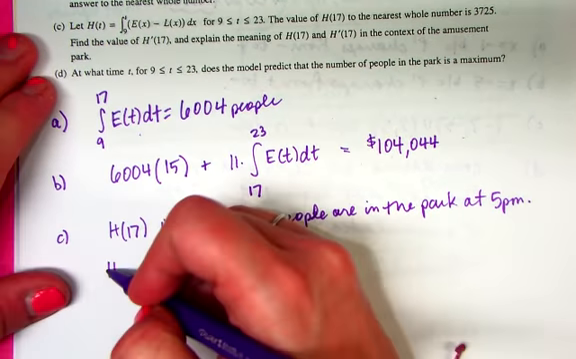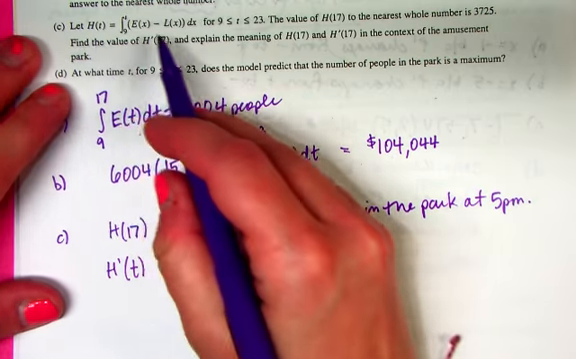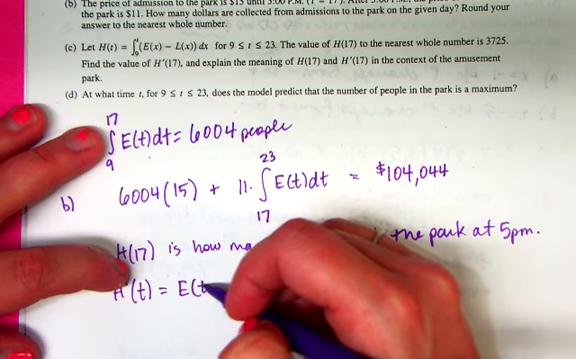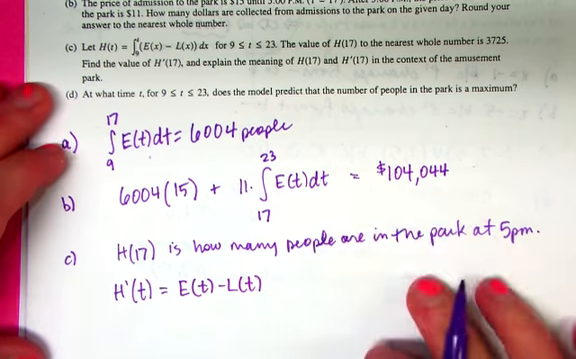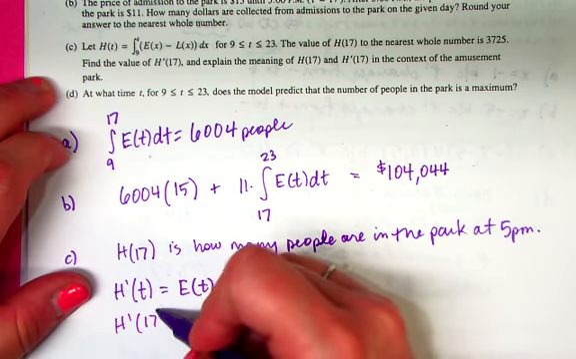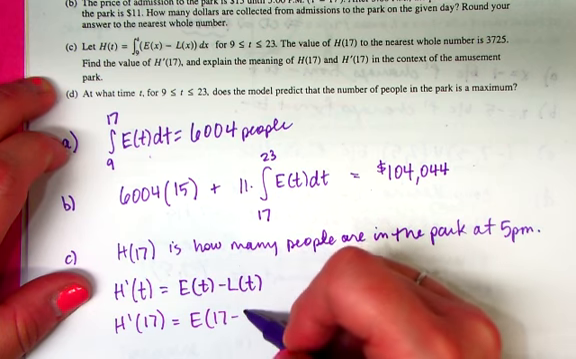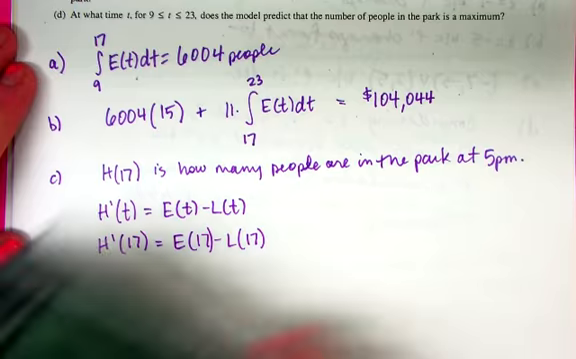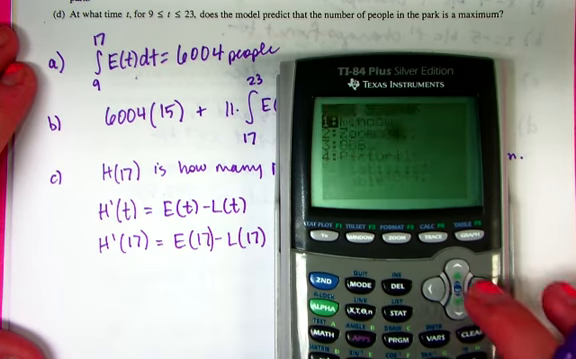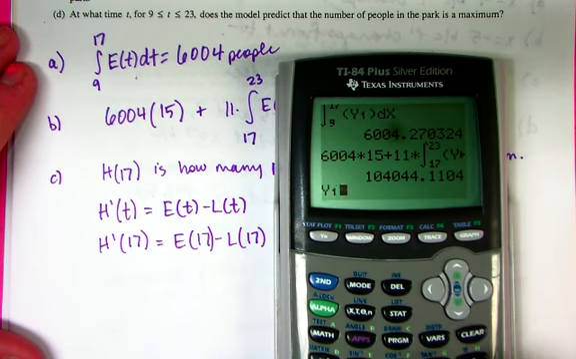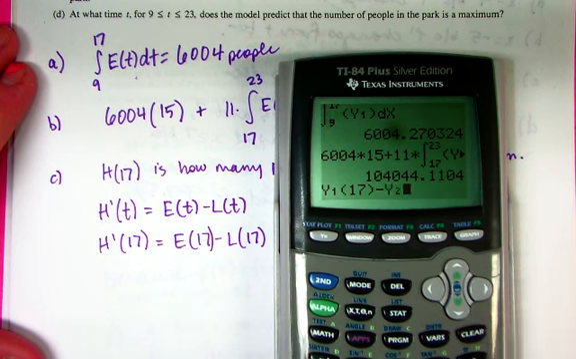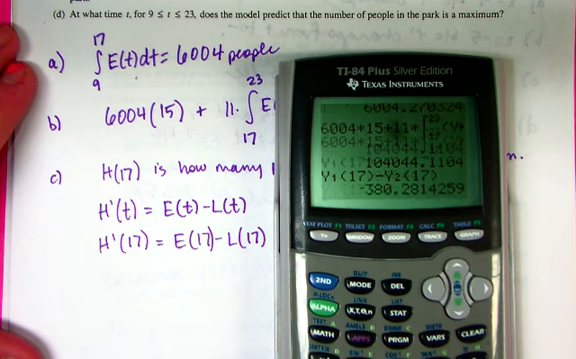Okay? H prime of t, if I just take the derivative of this accumulator function, I would get E of t minus L of t, right? And I have to plug 17 into it. H prime of 17 is E of 17 minus L of 17. Which is what? So you can just do that in the home screen. y1 of 17 minus y2 of 17. Oops, negative 380.